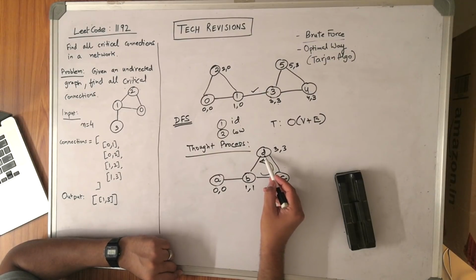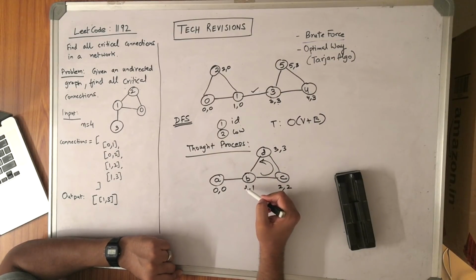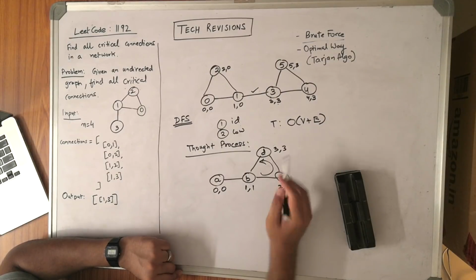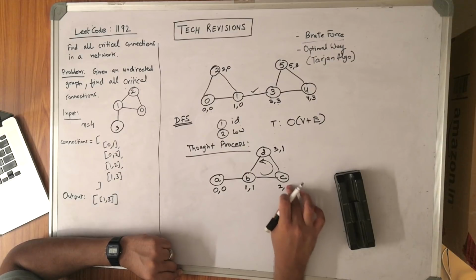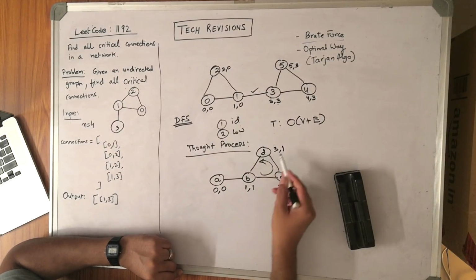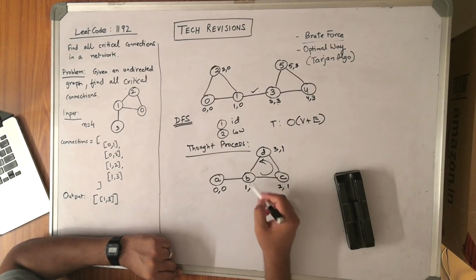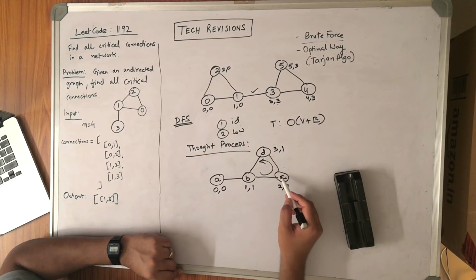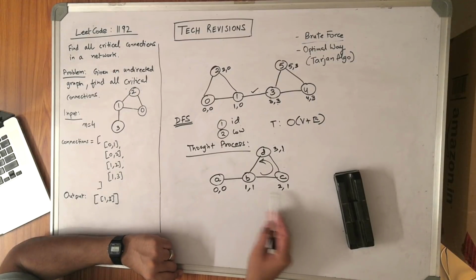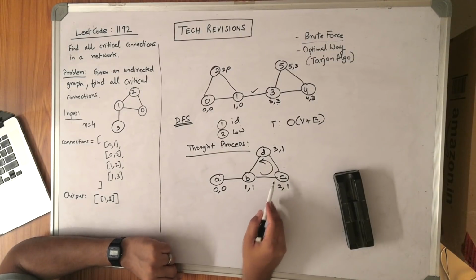At this point in time, you figure out that D is connected to B. So the minimum ID it can reach is 1, so you update this to 1. Then you traverse back, you update this to 1, and because you know that there is no gap in the low values, you do not mark this edge as a critical connection. You traverse back, no difference in low values, you do not mark this as a critical connection.